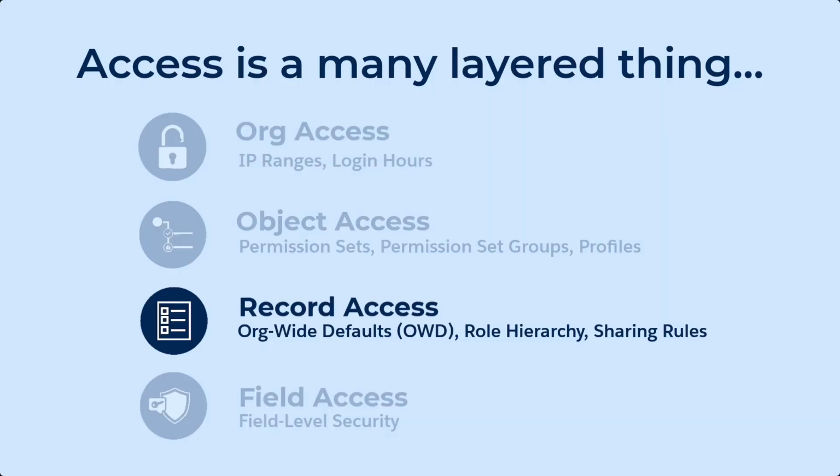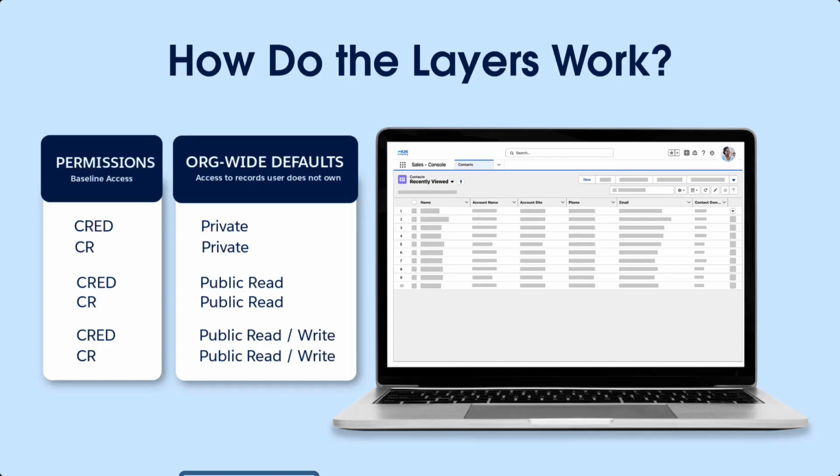Sharing rules enable admins to open up access to certain users, allowing for exceptions to organization-wide default settings. In this video, we'll implement sharing rules to open up record access to users when the org-wide defaults are set to private or public read-only.